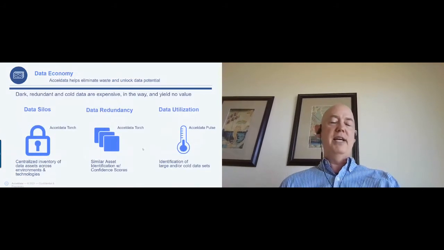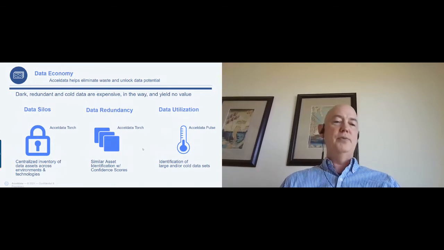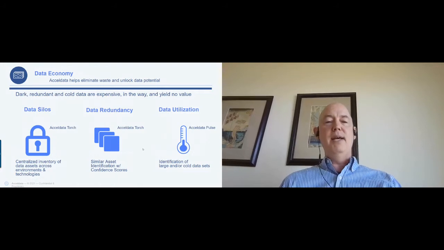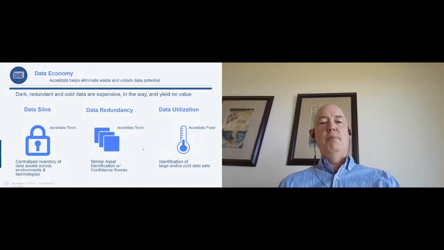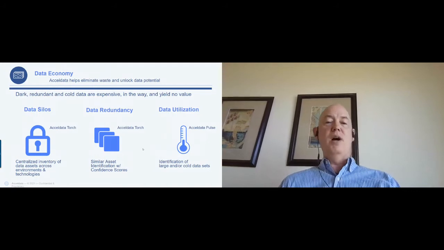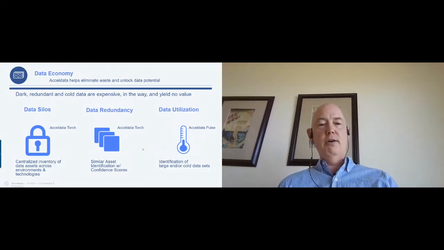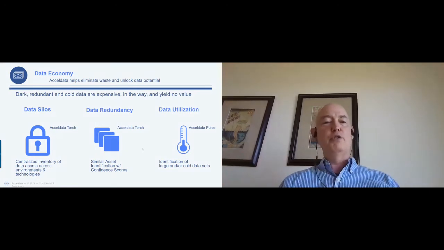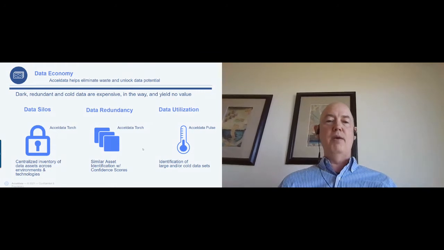Lastly, there's the notion of data economy. So in many cases, organizations find themselves with dark data, unused data, data that's redundant, or processes that are redundant. And being able to identify these things can help both from an expense perspective as well as a usability perspective, because dark, redundant, and cold data are expensive, and they're in the way, and they're not yielding much in terms of value. So we provide capabilities to look across your environment to help you spot these things to improve efficiency, usability, and lower your costs.